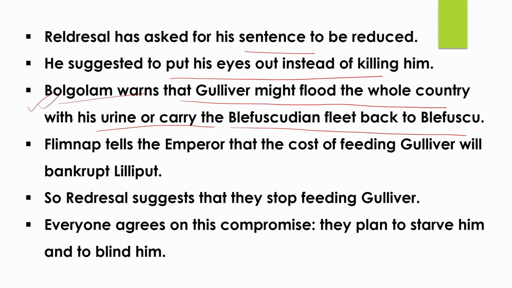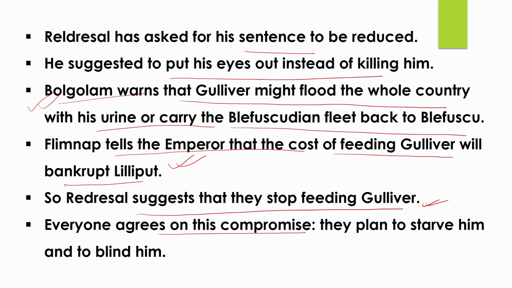if he wanted to. Flimnap tells the emperor that Gulliver has to die because the cost of feeding him will bankrupt Lilliput. So Reldresal suggests that they stop feeding Gulliver. That way they would save money. What is more, Gulliver's corpse would be relatively skinny, making it easier to get rid of. Everyone agrees on this compromise. They plan to starve him and to blind him.